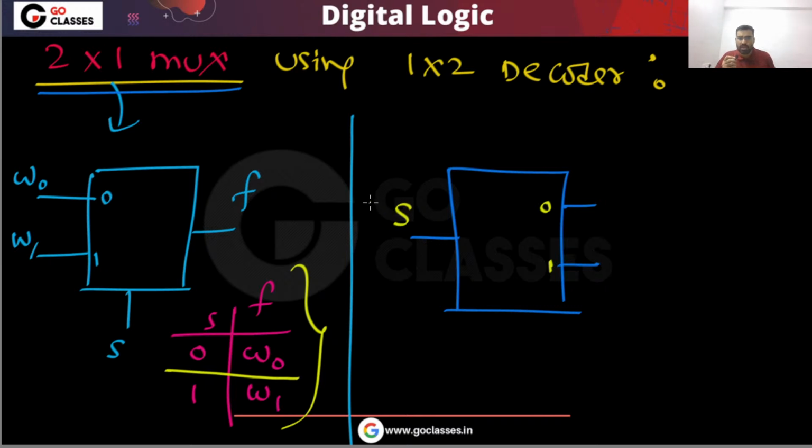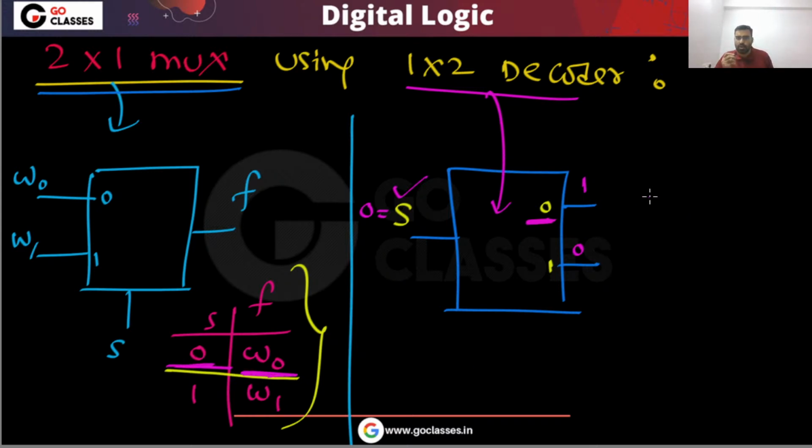So if I take s equal to 0, what will happen? Then this line will become activated. When I take s equal to 0 in the decoder, this line will become 1. But what we want is W0 when s is 0.